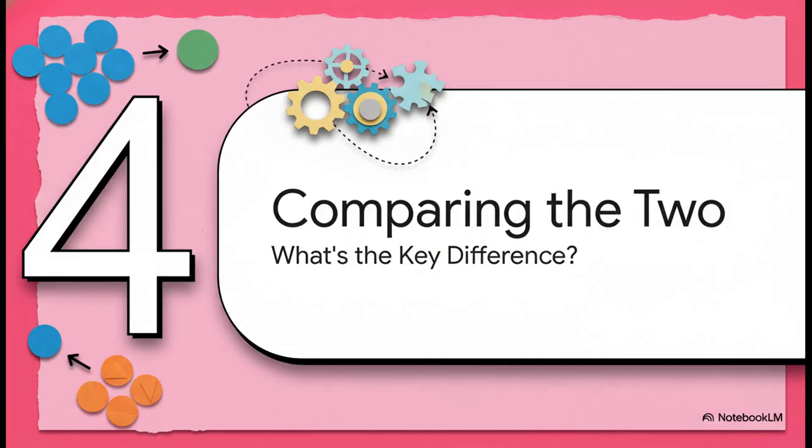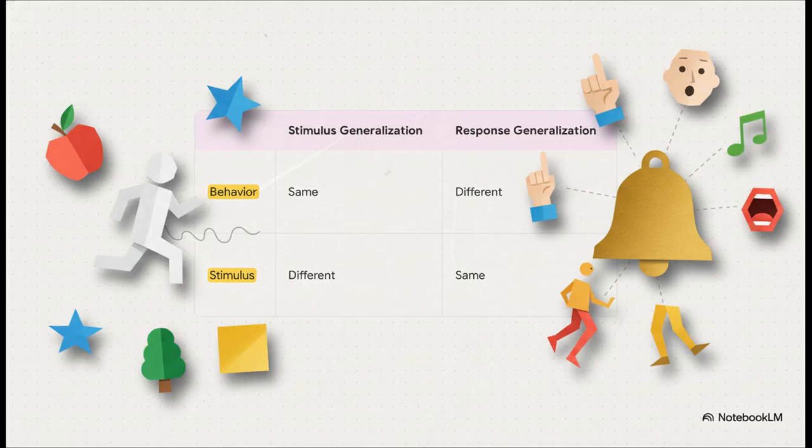Okay, so we've covered two distinct types of generalization. Let's put them right next to each other to make the difference between them perfectly clear. This table really boils it all down. With stimulus generalization, the behavior is the constant. It stays the same, while the stimuli are different. With response generalization, the stimulus is the constant. It stays the same, while the behaviors or responses are different.